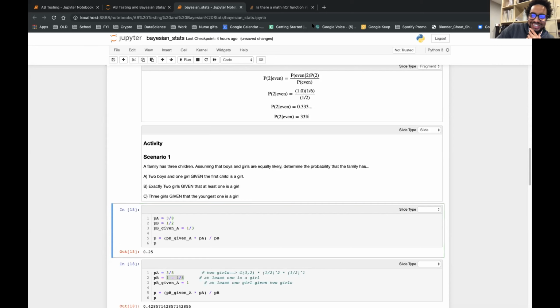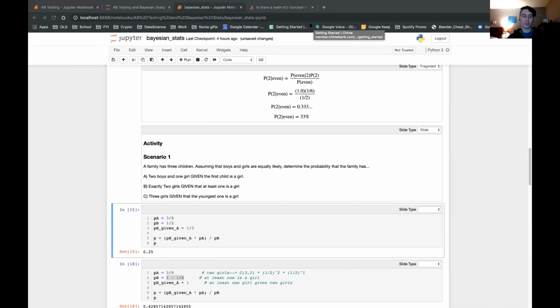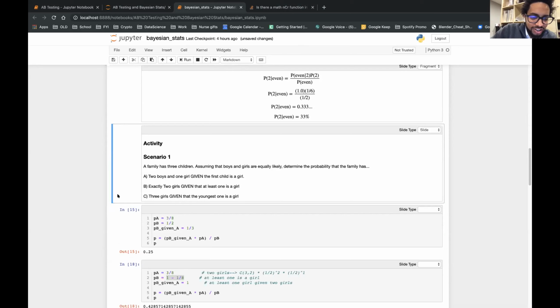Any questions? Do you know how to solve that without using Bayes too? No, I would just write it out, kind of like we were doing in the breakout.